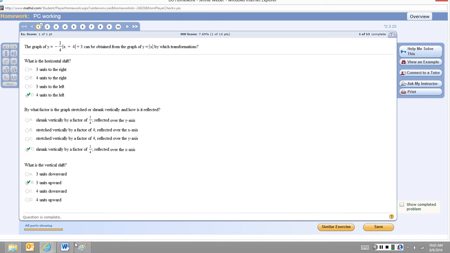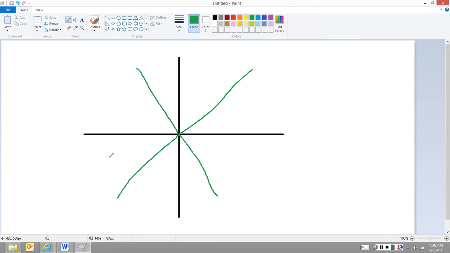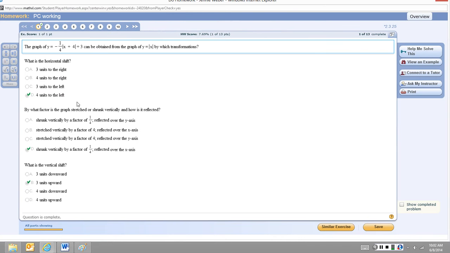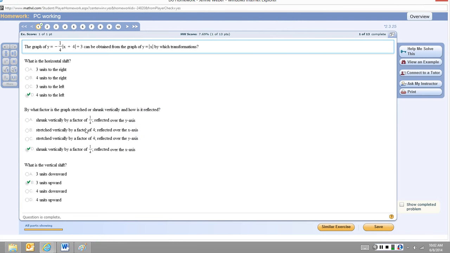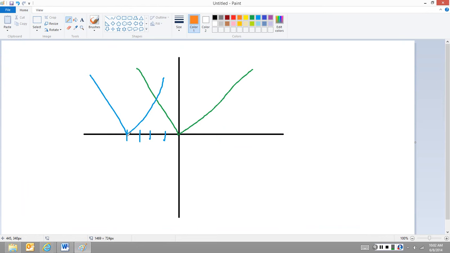Now if we were to graph this, let's go back here, and I'm going to delete the sides. So we start with this, and then we move 4 units to the left. So 1, 2, 3, 4. Our vertex now is here. Then we shrink it vertically by a factor of 1/4 and reflect over the x-axis. That means we get narrower and we go down.